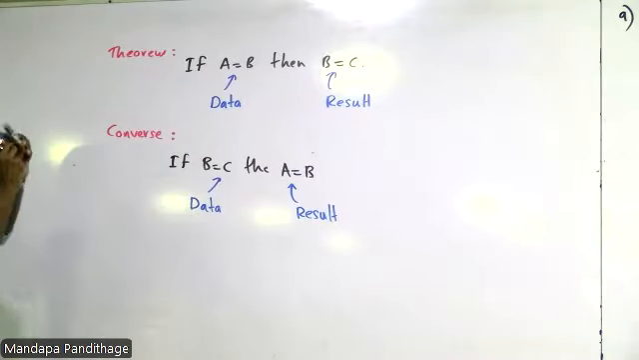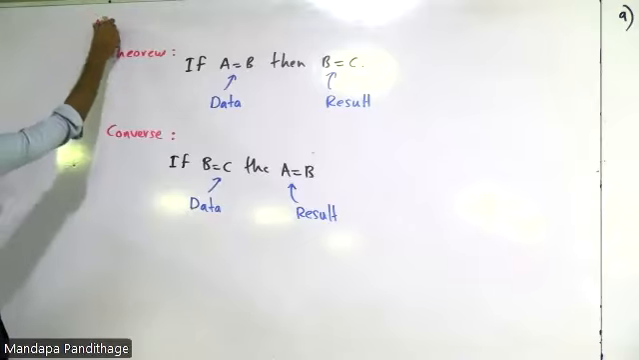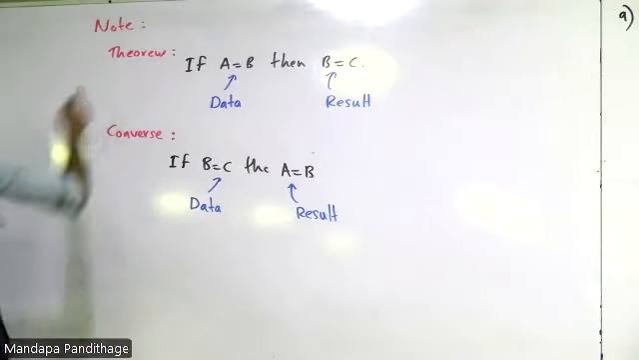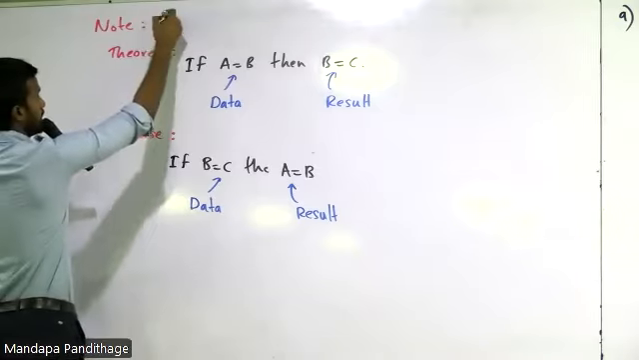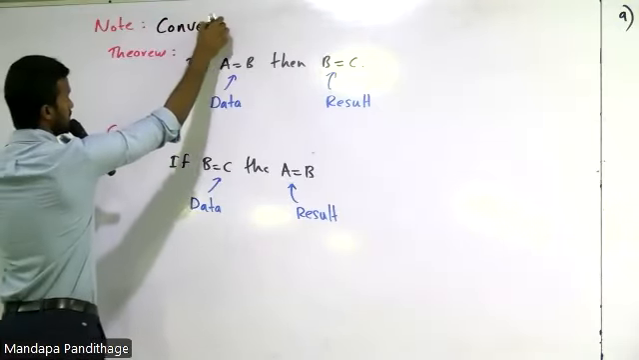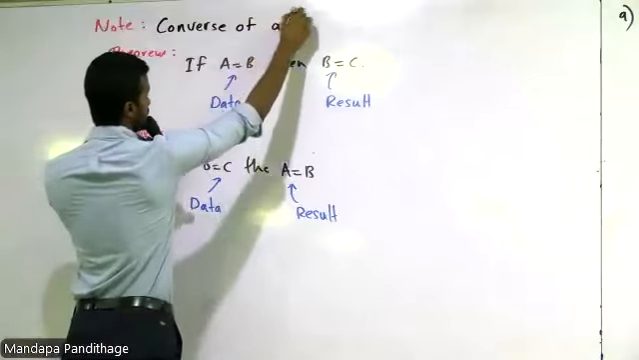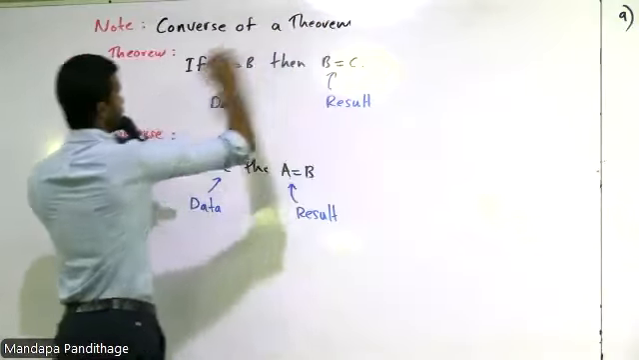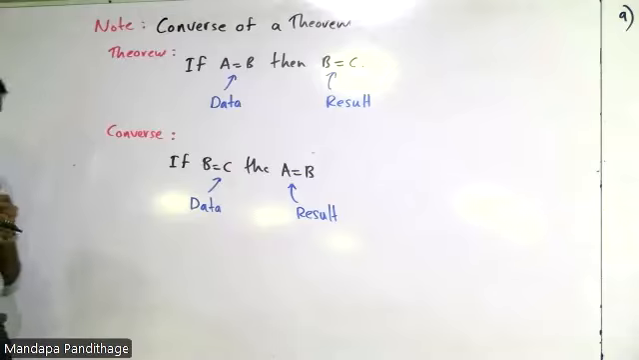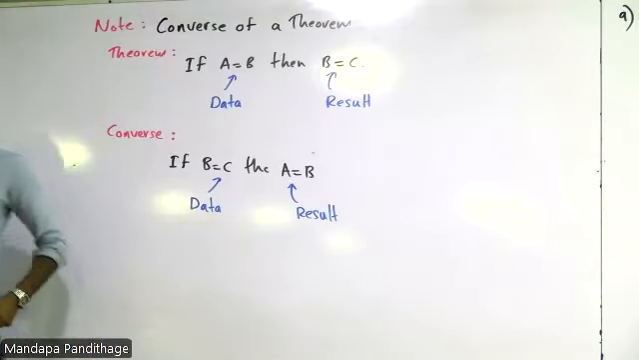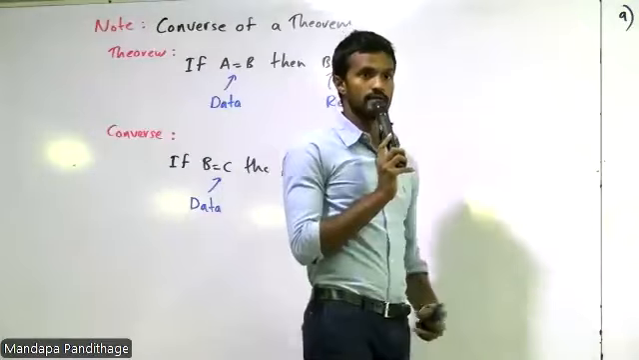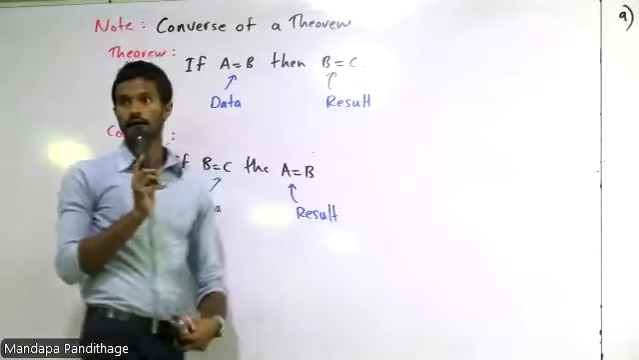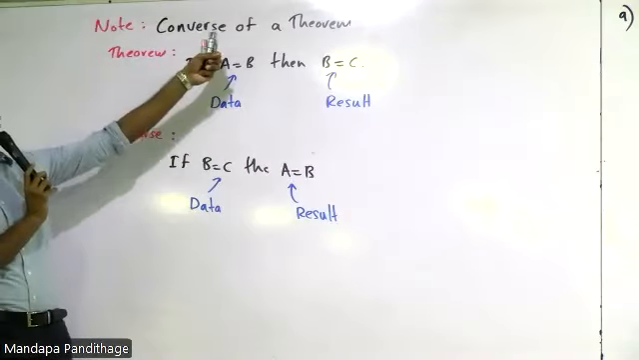You can write in this way: in a red pen write Note, and in front of that using a black pen write Converse of a theorem. Note in a red pen and in a black pen, converse of a theorem. And under that, write in this way.